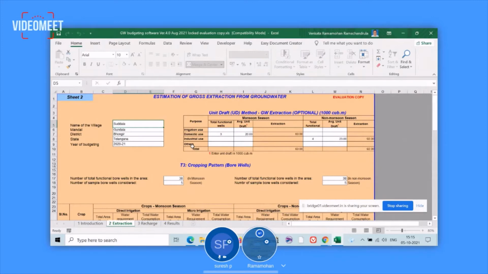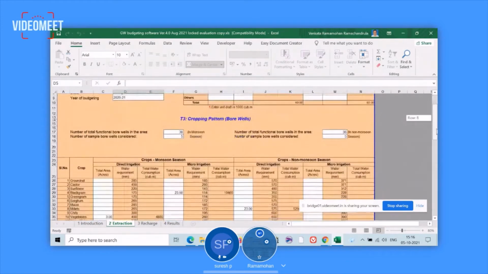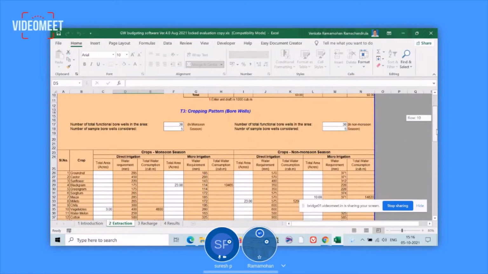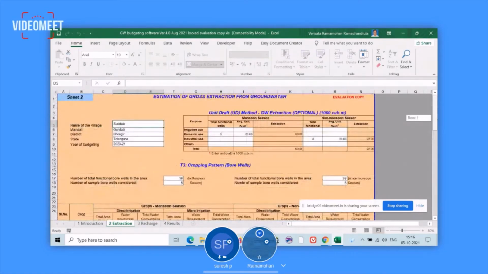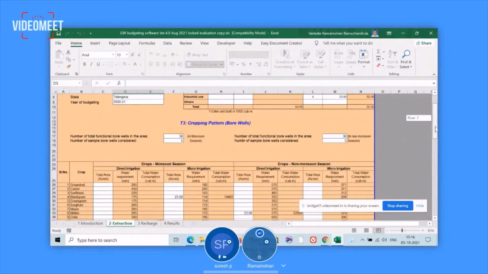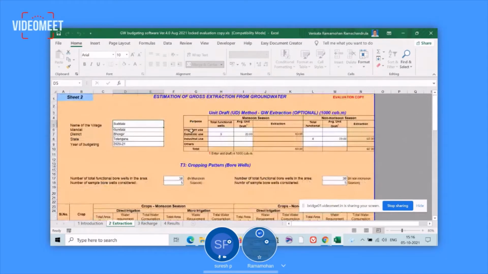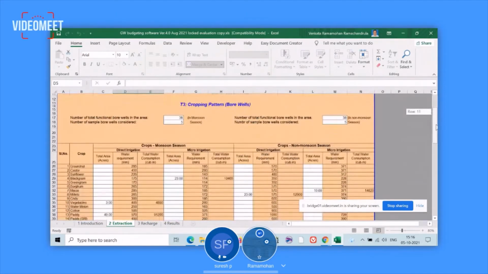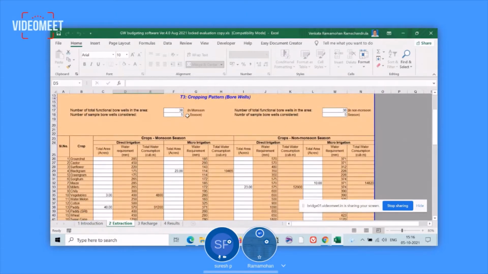So there are four different extraction components: irrigation, domestic, industrial, and others. These four can be quantified using the unit draft method, or all four can be quantified using the cropping pattern method, particularly the irrigation use. I'll explain more here.